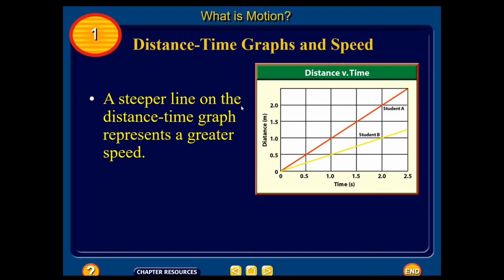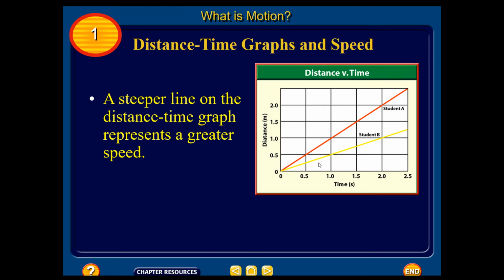Always pay attention to what's on the axes. In this graph, you have distance or position on the y-axis and time on the x-axis. This is a distance or position time graph, which helps you to calculate speed.